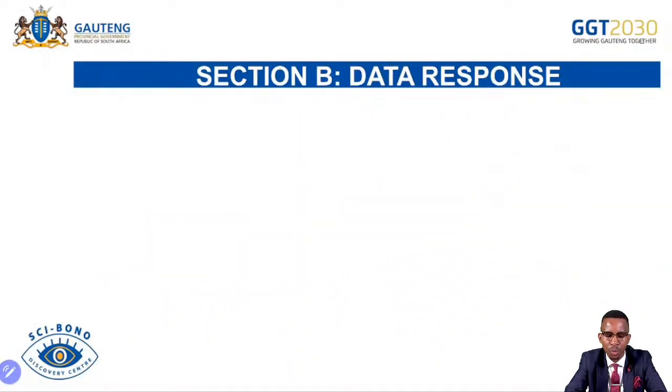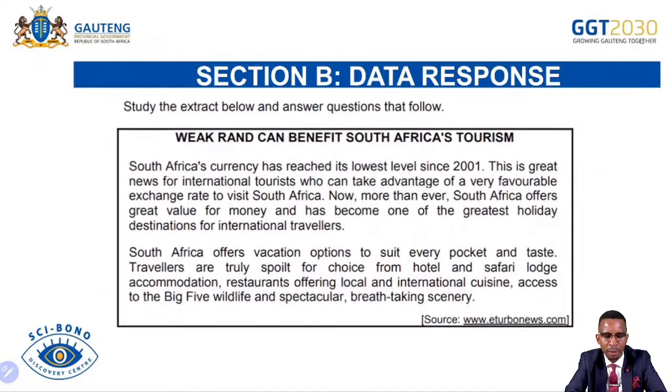And then we continue with another data response again. Study the extract below and answer questions that follow. Weak rand can benefit South Africa's tourism. So remember, if our rand is weak or has depreciated, what happens? Foreign tourists will find it cheap to tour South Africa because they can afford more of our South African rand at the lower cost. That's why it benefits our South African tourism, especially those that are inbound tourists.